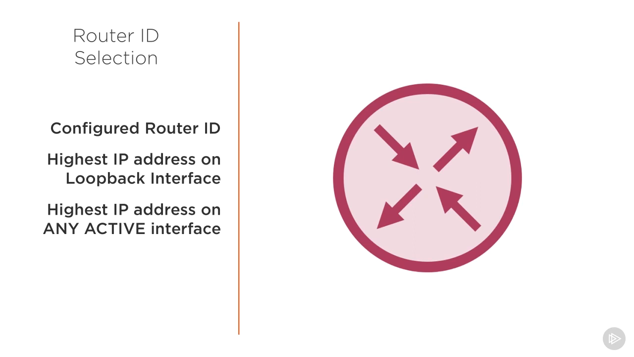Now, the router ID here is written in the format of an IP version 4 address. However, it is not an IP address. It is a numerical value representing the identifier of a specific router in an OSPF network.